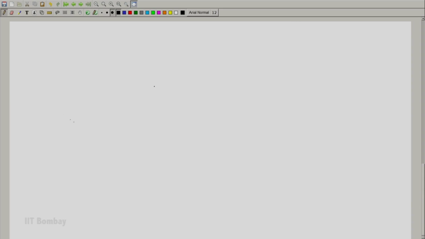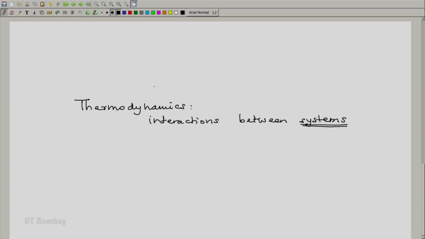Now we have seen right from our introductory video that thermodynamics studies interactions between systems. Notice the plural, systems, and we have said the interactions are energy interactions. We will again come to interactions later, but let us say that an interaction is something like a transaction.